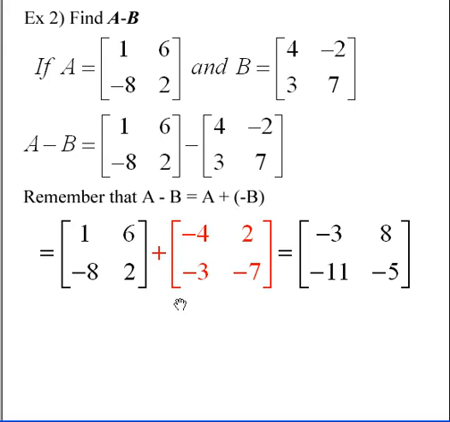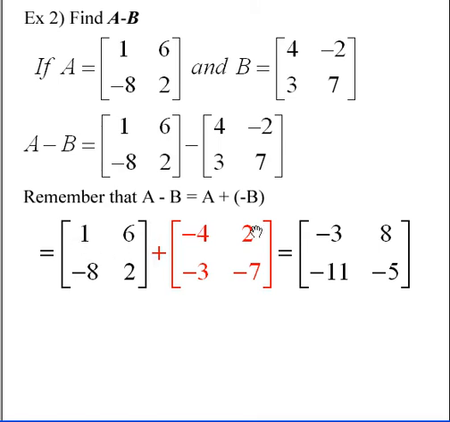And so instead of subtracting, let's distribute out, so to speak, this minus sign to each element in this 2 by 2 matrix. So that becomes a negative 4, a positive 2. Take the opposite of each one. That would become a negative 3, and that would become a negative 7. And then we can add those two matrices just like we did in the previous example.